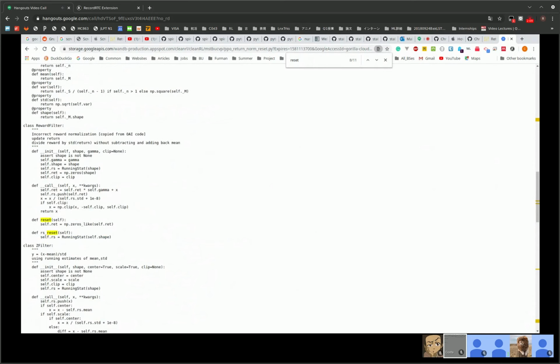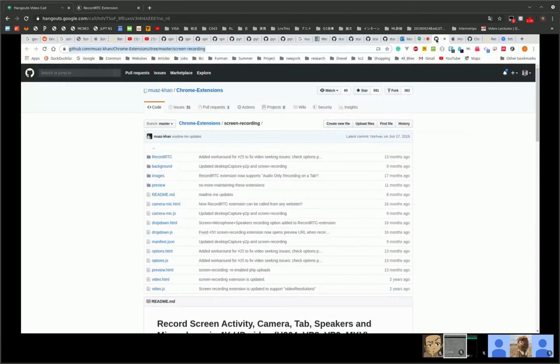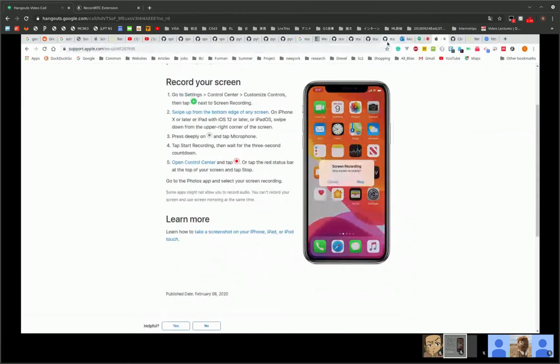Before that, a quick question. When you say return normalization, is it really the return or the reward normalization? Because in the source code there are actually two versions. Yes, the one that I'm using is the return normalization. So it's a reward filter instead of the Z filter, in other words. Really? Yeah. And it works?